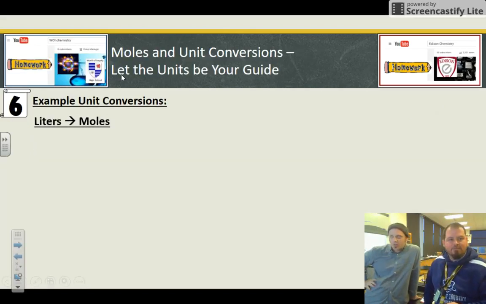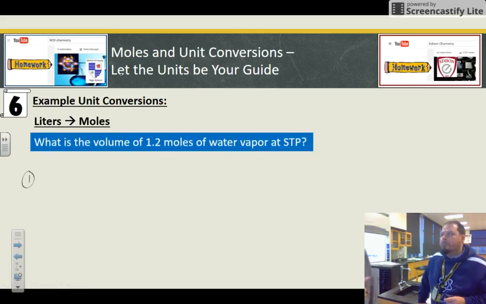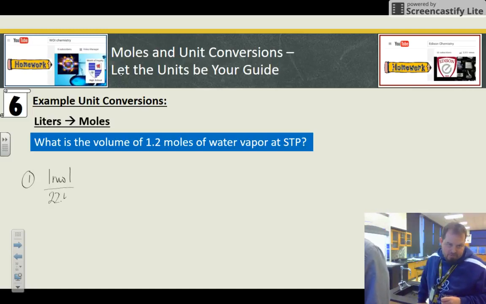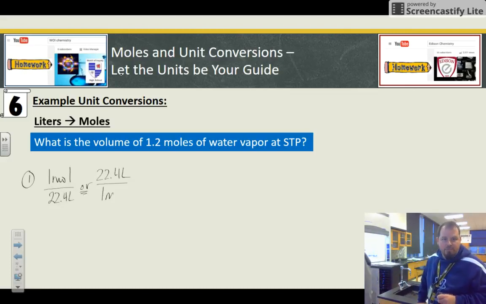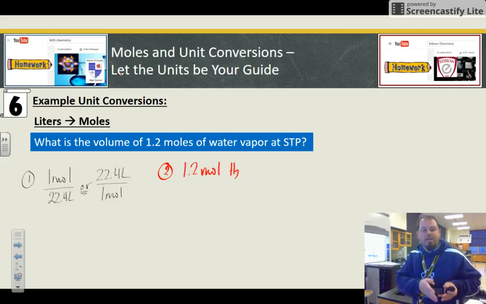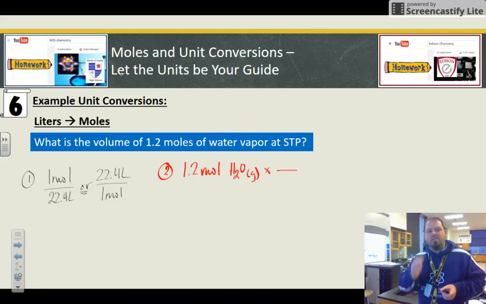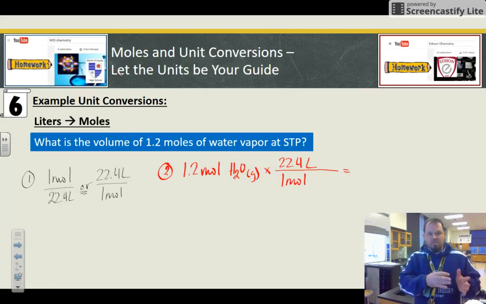Ooh, this is good. Liters to moles. Okay. So same thing. Except that the first step is not calculate gram formula mass, because we're just in moles, or liters. So we know that 1 mole is 22.4 liters, or 22.4 liters is 1 mole. And then we're going to start with what the problem gives us, which is 1.2 moles. So I'm going to use the fraction that has moles in the denominator to cancel out the moles that I'm given. So I need to use 22.4 over 1 mole. Moles will cancel. And the answer is going to be 1.2 times 22.4.